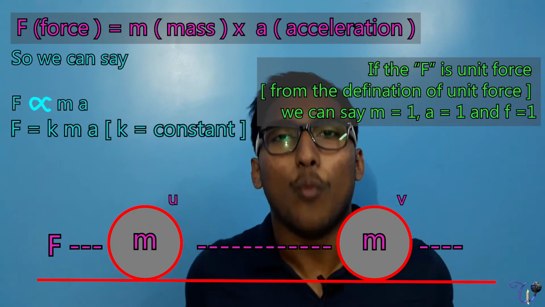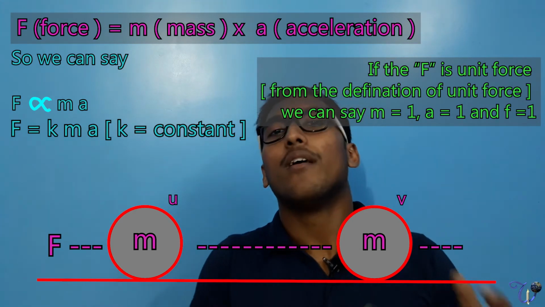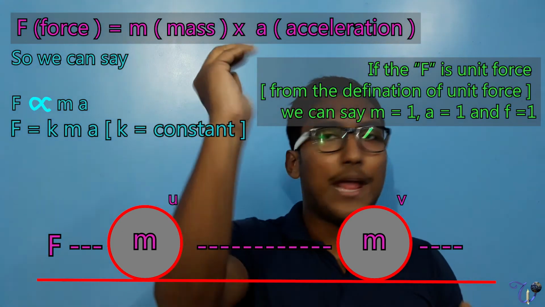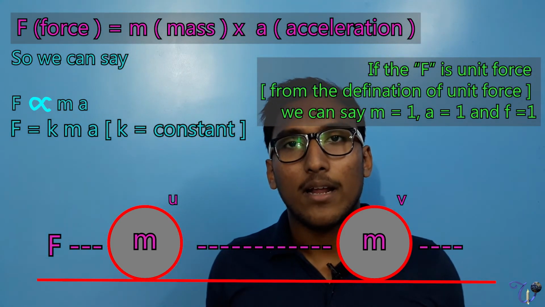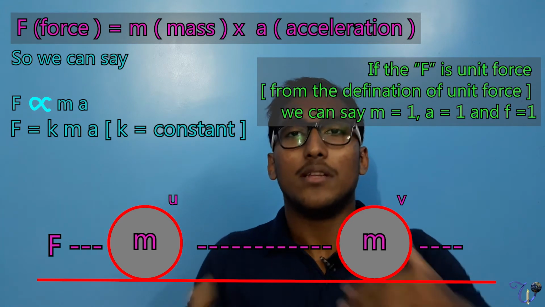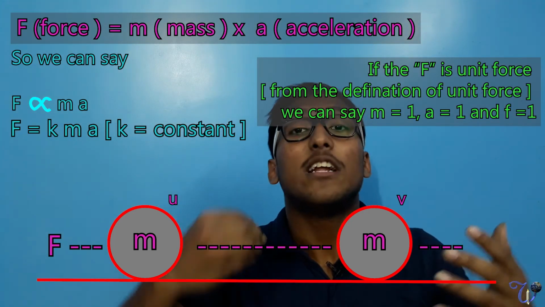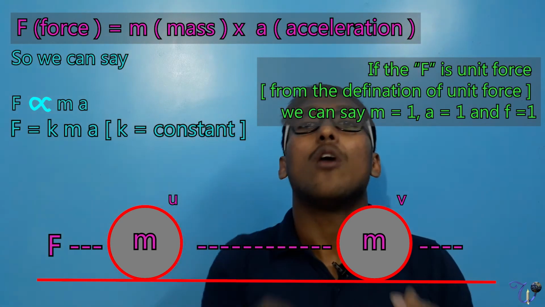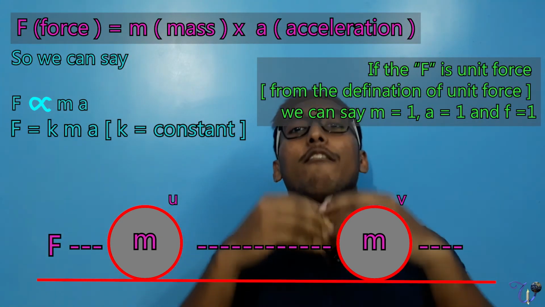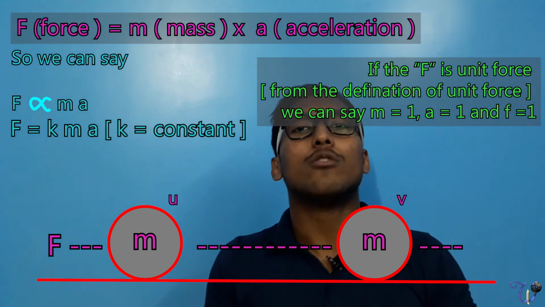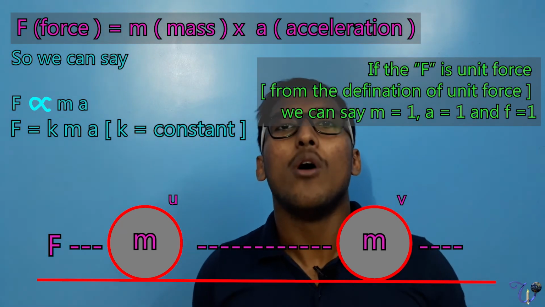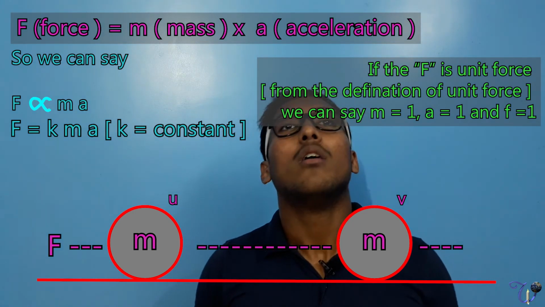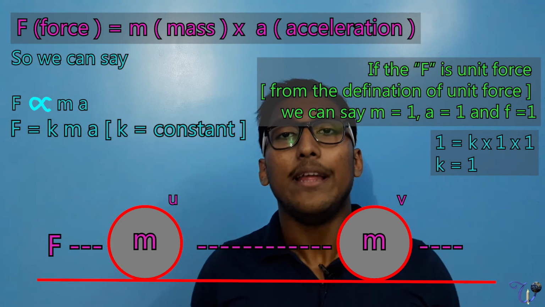That means F is equal to 1. So think about it, if M is equal to 1 and A is equal to 1 here, F must be 1, right? This is the definition of the unit force. If we apply the concept of unit force here, our value of M equals 1, value of A equals 1, and also value of F is equal to 1. So that means if we put what we got, K is equal to exactly 1.